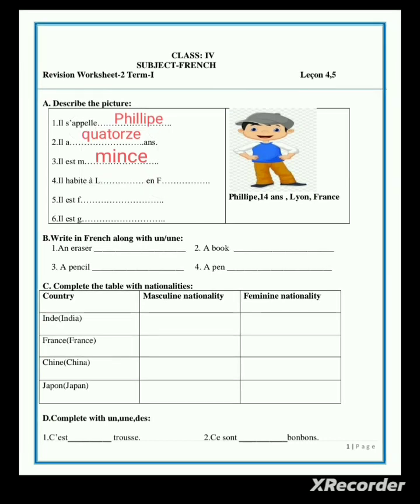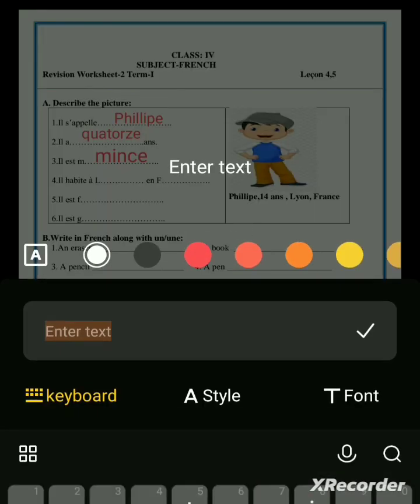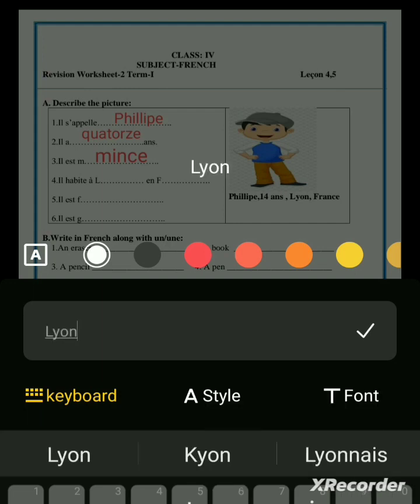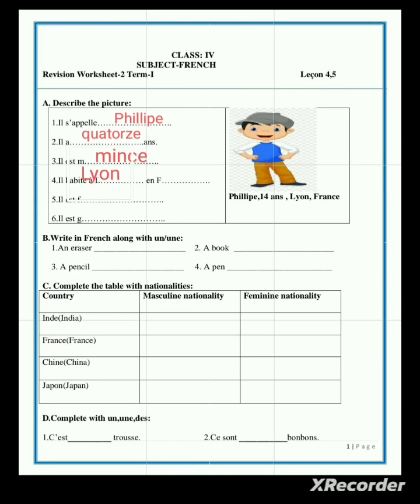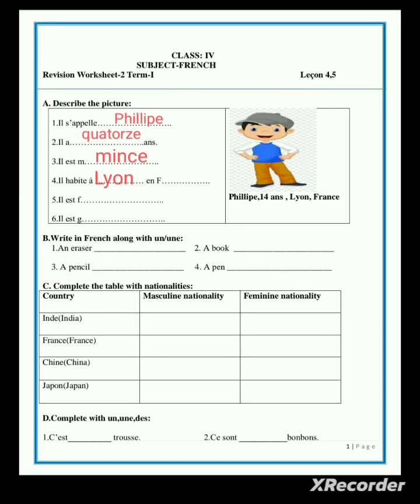Number 4. Il habite à. He lives in. Now where he lives. So you have to put a city name already given below the picture, Lyon, and the country name already given, France. So how we say that? Il habite à Lyon en France. He lives in. The country name is France and the city is Lyon. So first I will put Lyon here. L is already given. Lyon, and then I will put France.